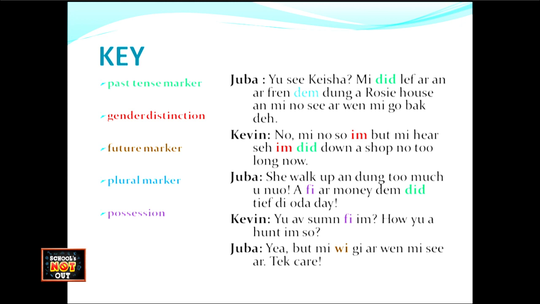Future marker: we, and that's in the last utterance of Juba, but me we. Plural marker, that's in blue: friend, them. And possession in purple: fi harmony, fi him.